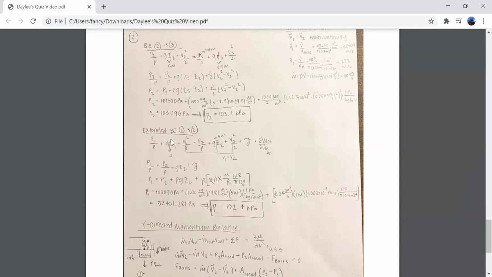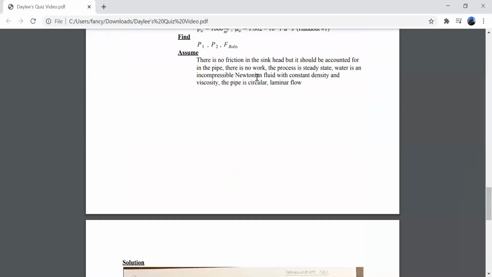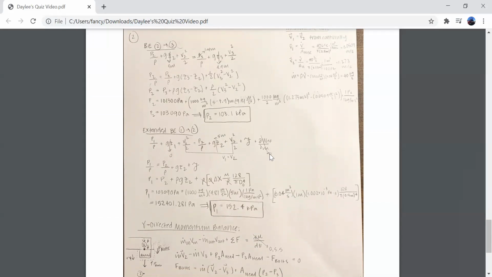Z1 is 0 because that is our lowest point. And so we can do some rearranging to solve for P1. But then we also need some way to quantify this F value. And so we have an equation for this F value so long as the fluid is a Newtonian fluid, the pipe is circular, and the flow is laminar, which we all have. So we can use this equation here and we know everything in it. And so all we have to do is plug and chug, making sure our units are the same, and we get the pressure at point 1.